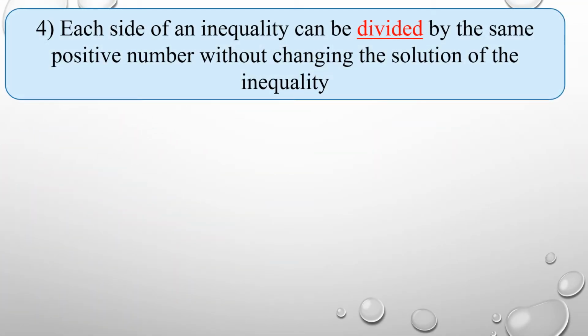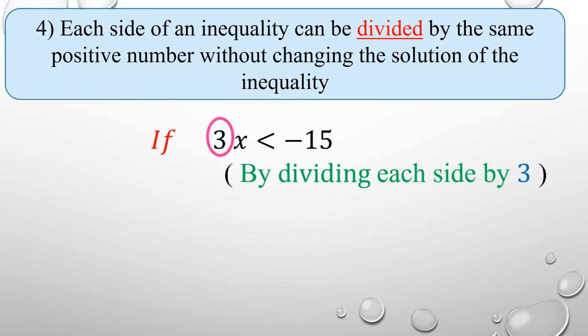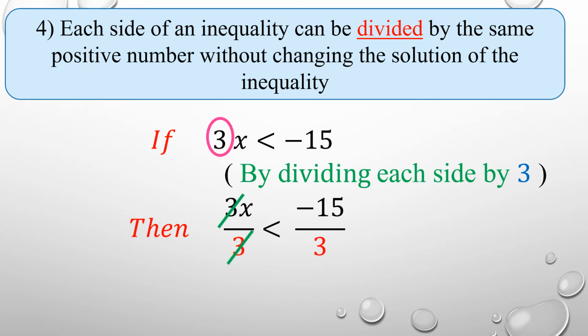Number 4, each side of an inequality can be divided by the same positive number without changing the solution of the inequality. For example, if 3x less than negative 15, here we can get rid of 3 times by dividing each side by 3. So 3x divided by 3 less than negative 15 divided by 3. So x less than, we cancelled 3, then x less than negative 5.